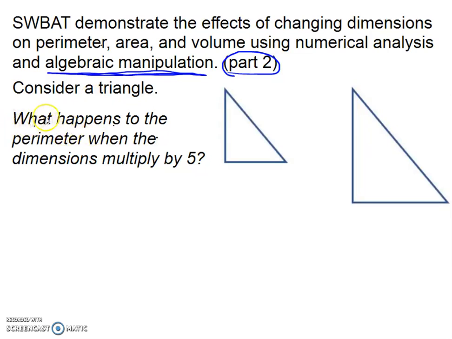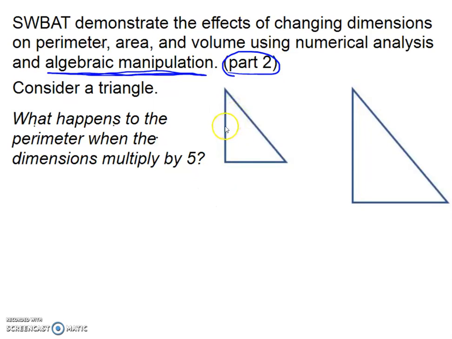Here's what we're doing. We've got a triangle here, and the question is, what happens to the perimeter when the dimensions multiply by 5? Now, you've already done examples. You already know that the answer is the perimeter is going to multiply by 5. That's okay to know that beforehand. What we're really going to do is algebraically prove this, not for just one example with some numbers, but for all examples, no matter what the numbers are.